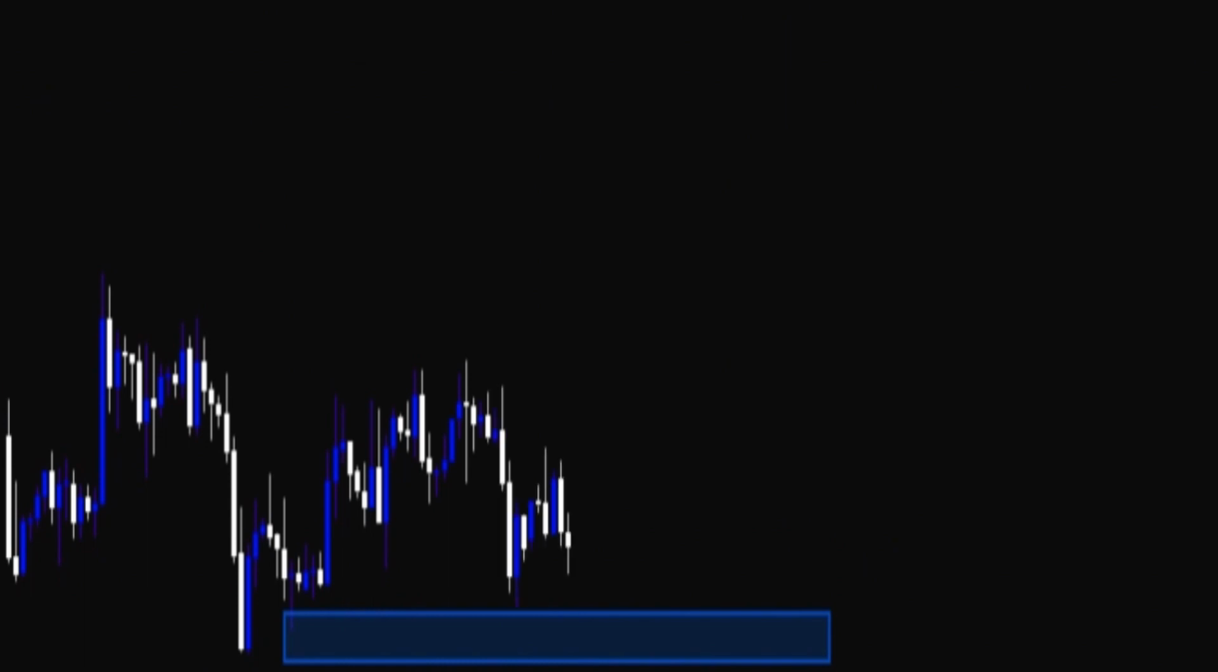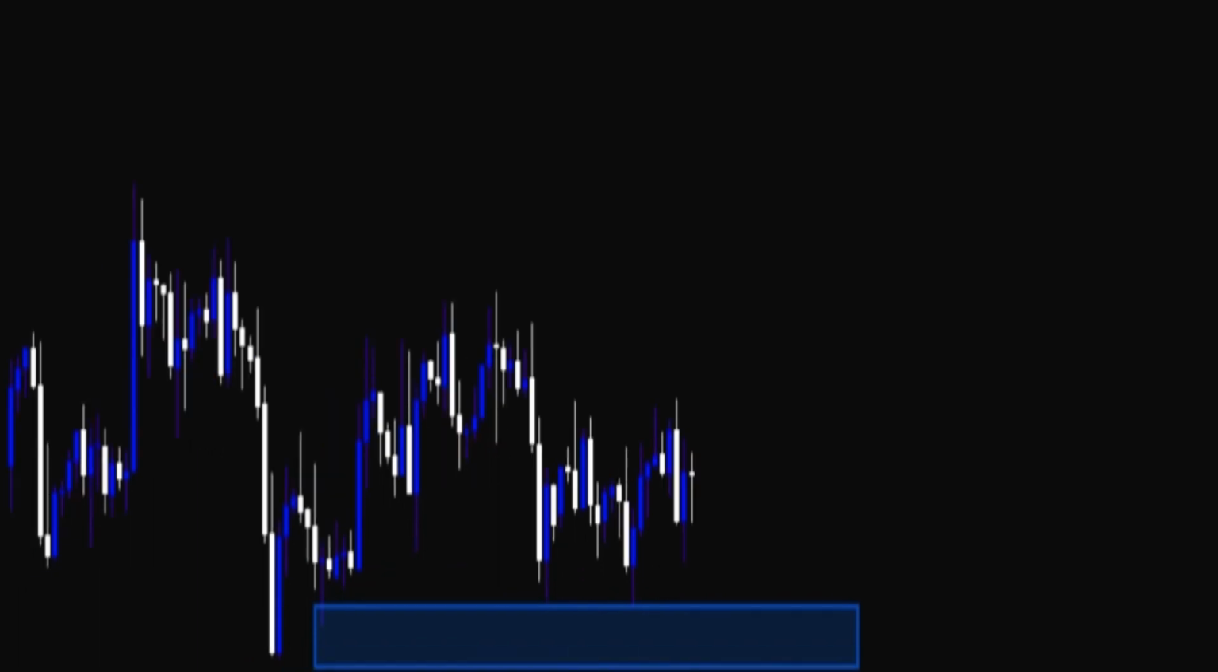Let us see an example of a support zone forming in the market. Here we have the Euro-Japanese Yen chart on the 1 hour time frame. We can see the market going up from this zone 2 times. And thus, we can say this is a support zone, as the buyers activated their buy orders in the market when it reached this zone.